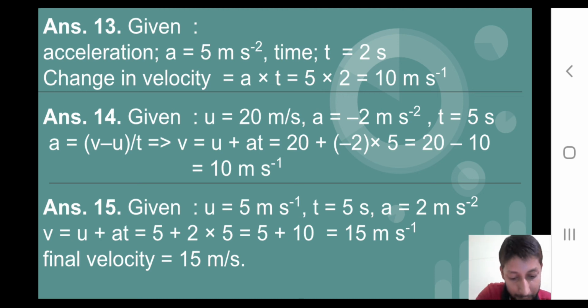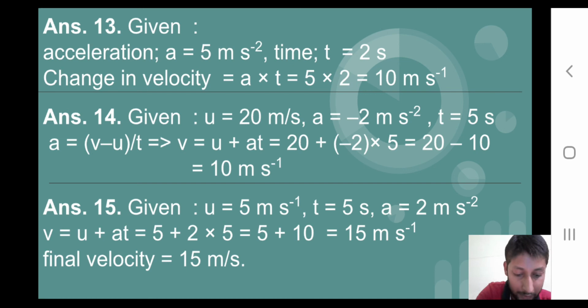Come to question number 14. A car is moving with a velocity 20 meter per second. The brakes are applied to retard it at a rate of 2 meter per second square. What will be the velocity after 5 seconds of applying the brakes? Here given initial velocity u is equal to 20 meter per second. Since retardation is given as 2 meter per second square, so acceleration will be minus 2 meter per second square. Time is given 5 seconds. So we know that acceleration is equal to v minus u divided by t. So in that way, v equal to u plus at, which is equal to 20 plus minus 2 into 5, equal to 20 minus 10 meter per second.